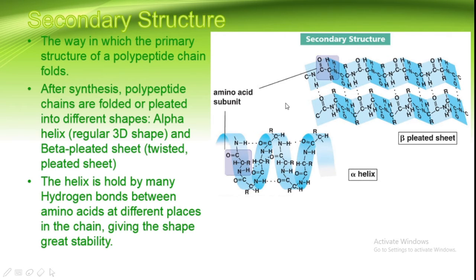Here, right side, twisted pleated sheets. The helix is held by many hydrogen bonds between amino acids at different places in the chain, giving the chain great stability. So, in this way, when they are folded and pleated, this type of shape is called the secondary structure of the proteins.